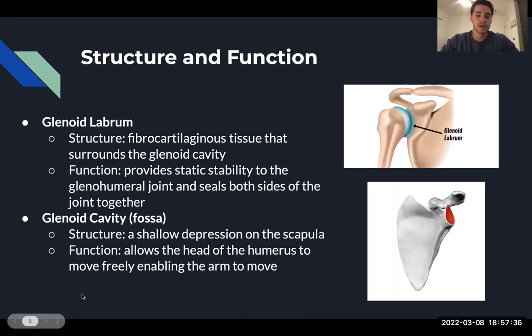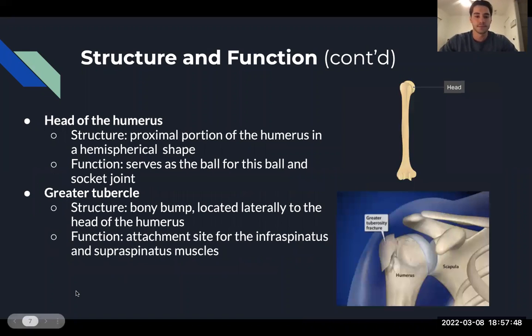Next, we have the glenoid cavity or glenoid fossa, which is a shallow depression on the scapula. It allows the head of the humerus to move freely, enabling the arm to move. We also have the head of the humerus, which is a proximal portion of the humerus and is shaped as a hemisphere.